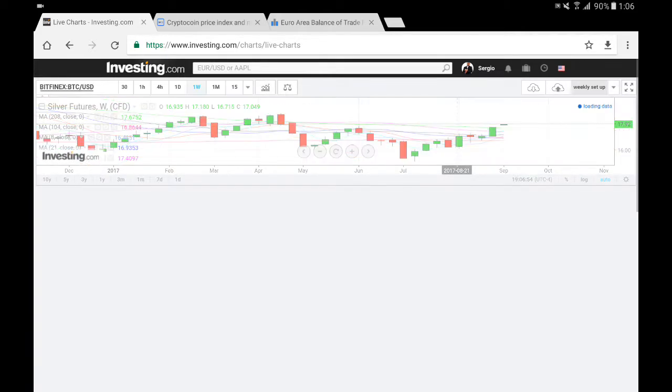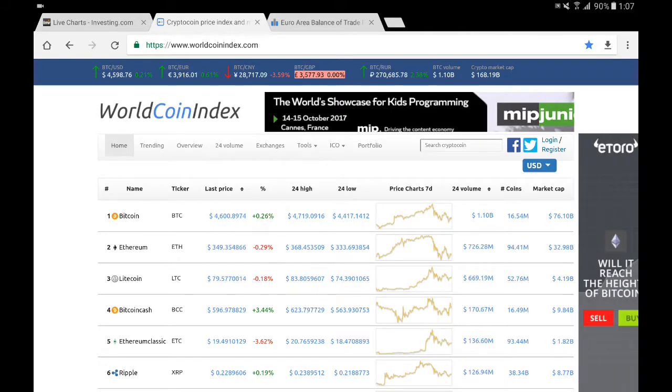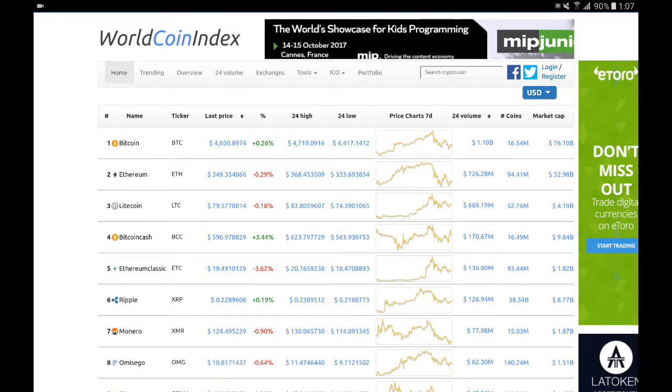Bitfinex, but that's nothing. I'm going to do that here. I have stuff here, but first of all, let's have a look at the fundamentals: statistics and the ranking.